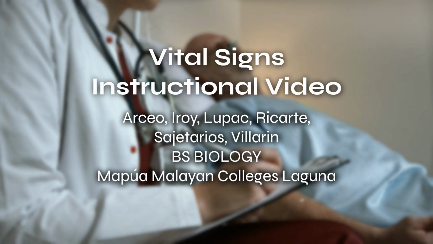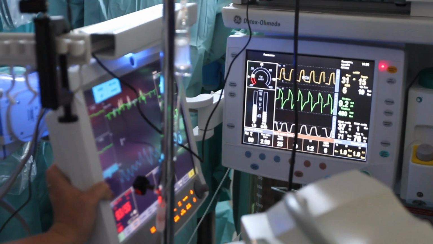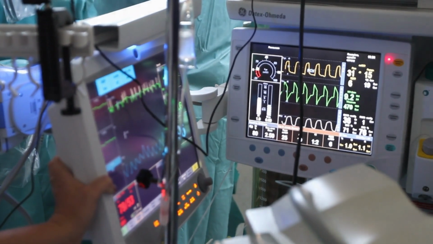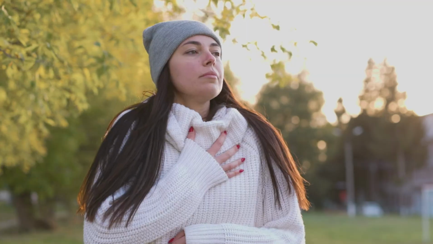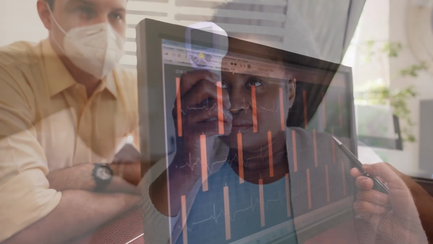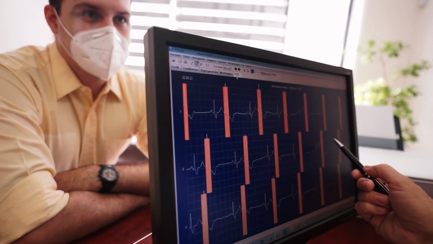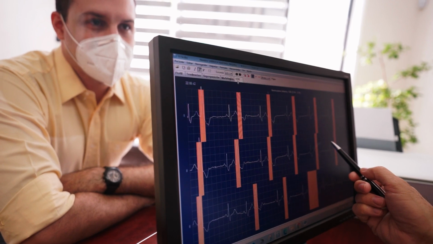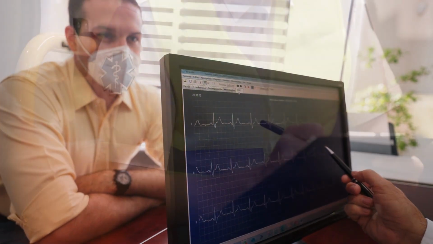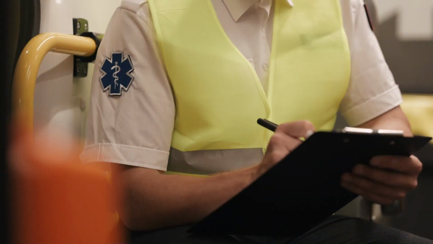What are the vital signs? According to Johns Hopkins Medicine, they are the measurements of the body's most basic functions: pulse rate, respiratory rate, blood pressure, and body temperature. Each vital sign has its own literature values. Any value that falls outside the literature range often denotes underlying pathology. So, how do we measure vital signs correctly?